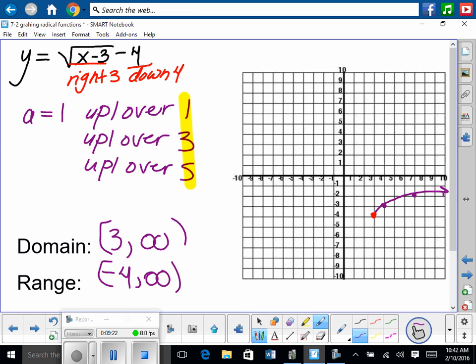Now you could even check me by typing it into your calculator. Y equals, type it in, and you could check my x, y points. So it's going to say error for all of these x, y points over here because there's no function, right? But then after that, it'll give you these same points that I plotted. Okay. Let's do another one.